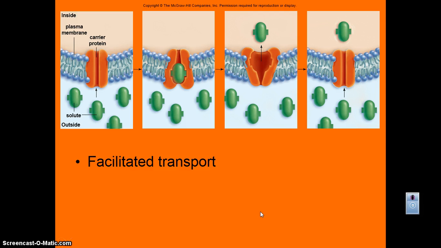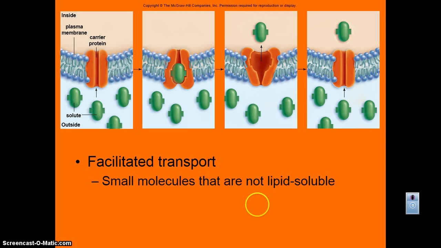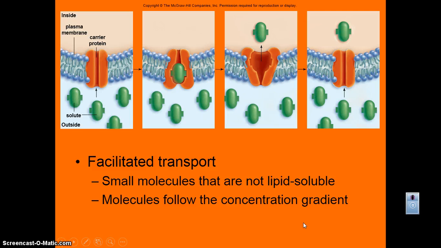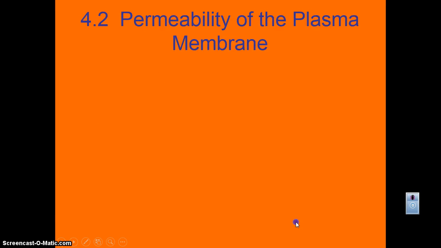So facilitated transport is a helping process. Small molecules that are not lipid soluble may need help across the membrane. Molecules that follow the concentration gradient may also need them, and energy is not required for this. So this carrier protein is just going to help them get from an area of greater concentration to an area of lesser concentration where it needs to go. It goes with the concentration gradient.